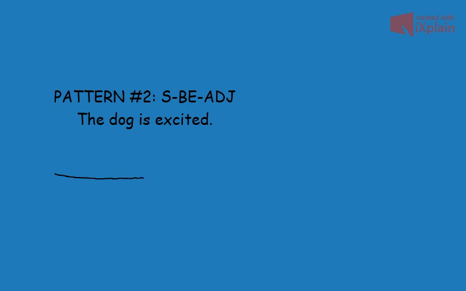Pattern number 2 contains the subject, be verb, and adjective. When we diagram pattern number 2, notice that the main line has the straight up and down divider between the subject and be, and there's a slanted line between the adjective and the be verb. This is due to the adjective being a complement to the subject.